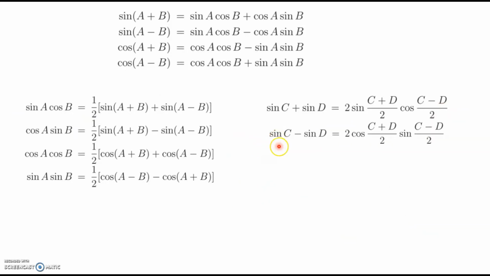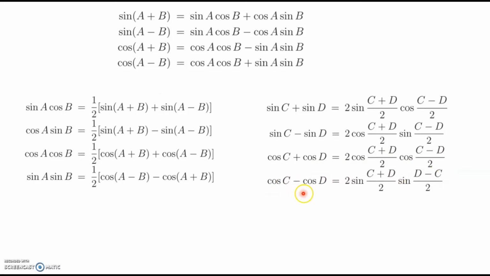Similarly, we can prove sin C minus sin D is equal to 2 times cos C plus D by 2 sin C minus D by 2. To prove this, you would use this formula cos A sin B. And you can also prove cos C plus cos D is equal to 2 times cos C plus D by 2, cos C minus D by 2, and cos C minus cos D is equal to 2 times sin C plus D by 2, sin D minus C by 2.